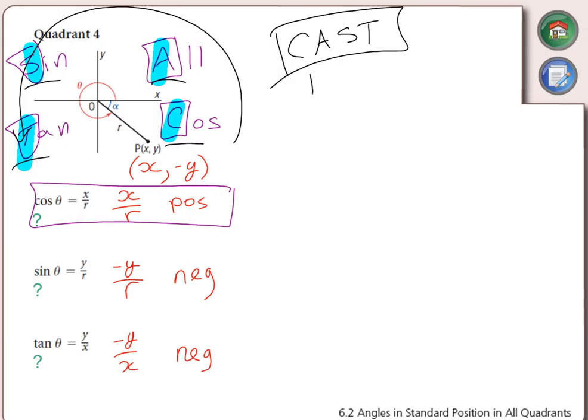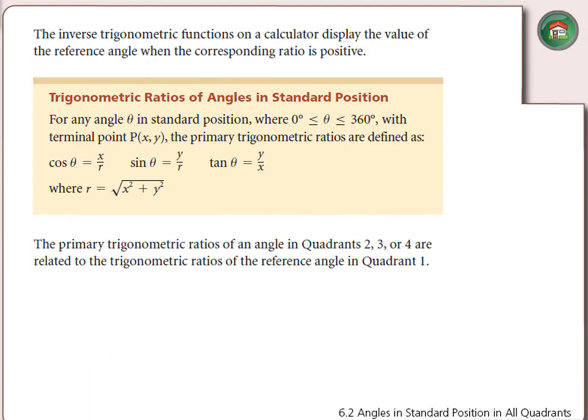And the cast rule tells which ratio is positive. And then all the other ones will be negative in that quadrant. This is a very important concept. I will review this concept to make sure that everybody does understand it.